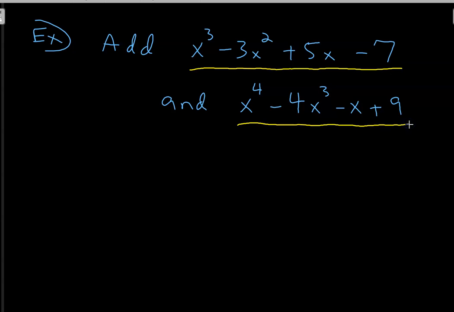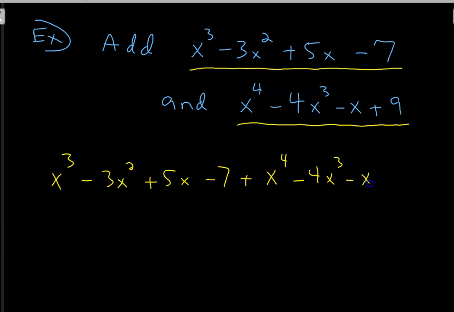Lots of ways you can add them. You can add them horizontally or vertically. So I'm just going to add them horizontally. So I'm going to write it all in one list. I'm going to write x to the 3rd, subtract 3x squared, plus 5x, subtract 7, plus x to the 4th, subtract 4x to the 3rd, subtract x, plus 9. And what we're looking for are the like terms.